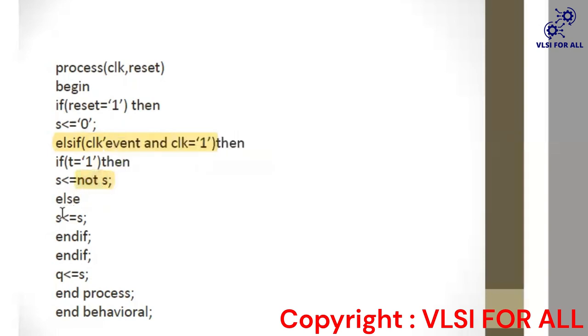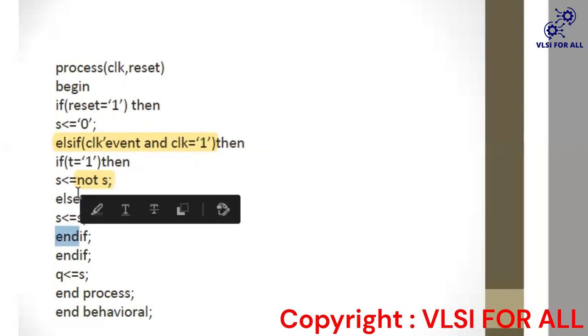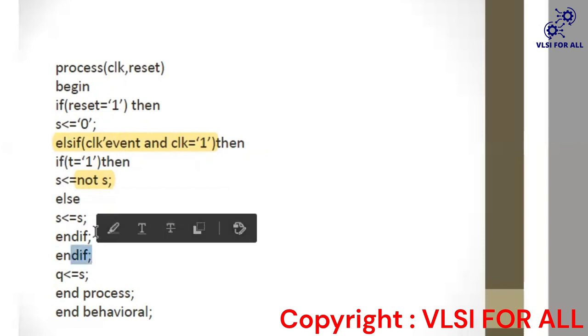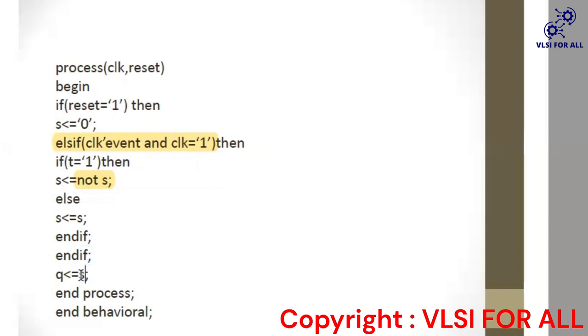And else if T equal to 0, then it will hold the previous output. So S will be equal to S. There are two if statements, if and if, so we will end both. We will end the if statement 2 times, and at last we will transfer our result from S to the Q variable. After that we will end the process statement and the behavioral statement.